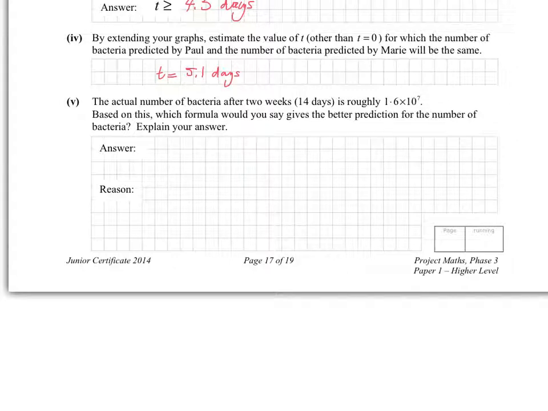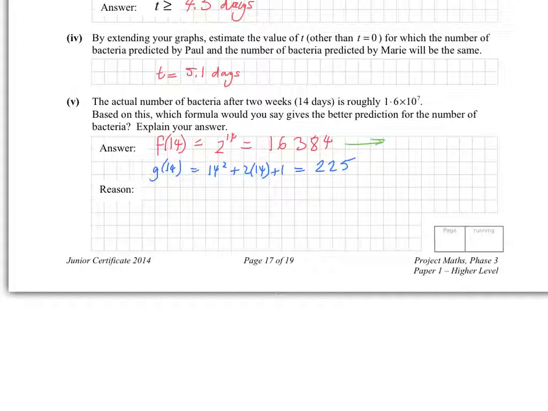Which formula will be better? To a certain extent, it's just a case of doing the calculations. So what do we get for f of 14? What's 2 to the power of 14 as an actual number? It comes up as 16,384. And doing the same for Marie's with the function g, I get 225. Now, don't forget that these aren't the actual values in terms of bacteria. We have to talk about this in thousands.